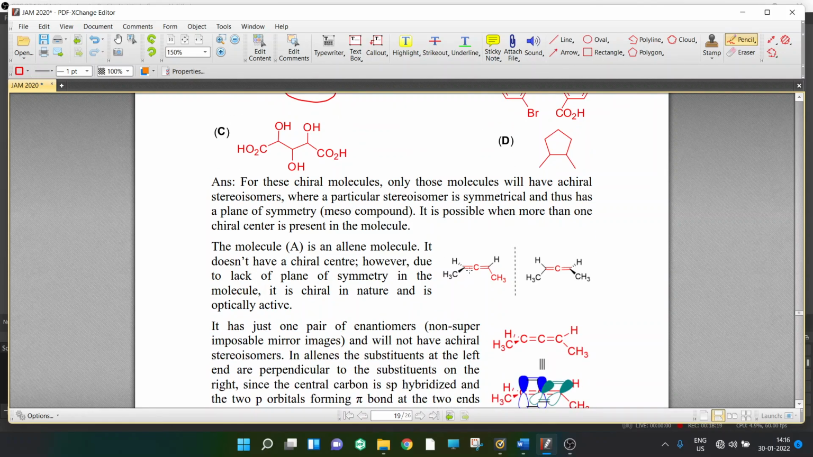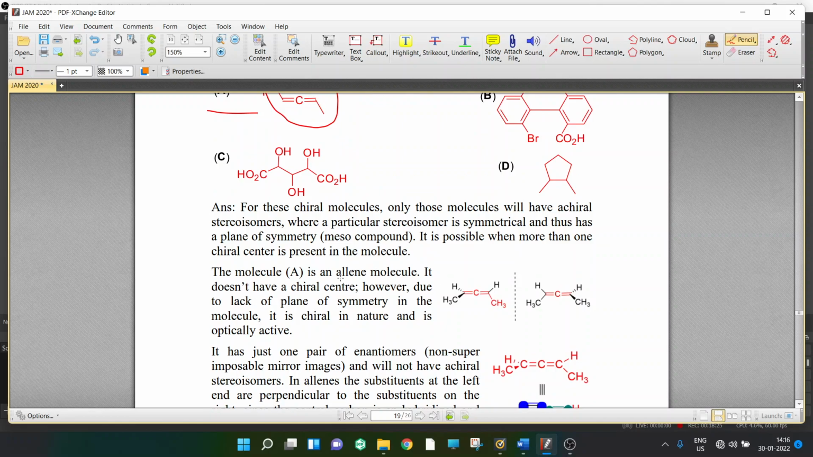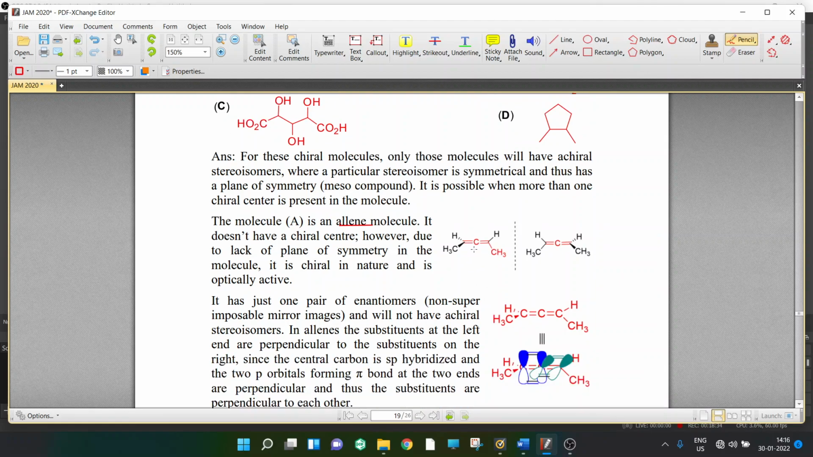So this molecule is called an allene system. Okay, so you have CH3 and CH3. The important thing is this carbon is sp hybridized. Why? Because it has two pi bonds. You can see one pi bond this side, another pi bond this side. So if it has two pi bonds, it means two unhybridized p orbitals, and the two unhybridized p orbitals are perpendicular to each other.